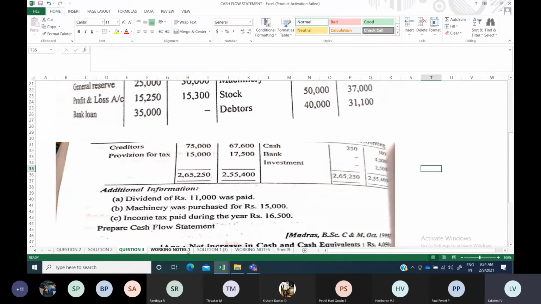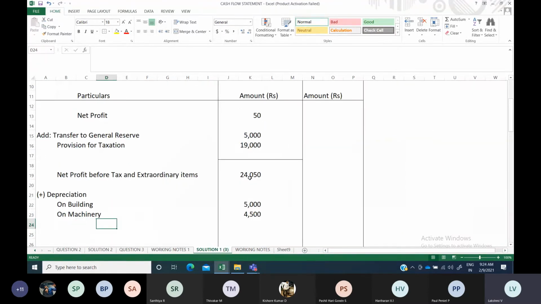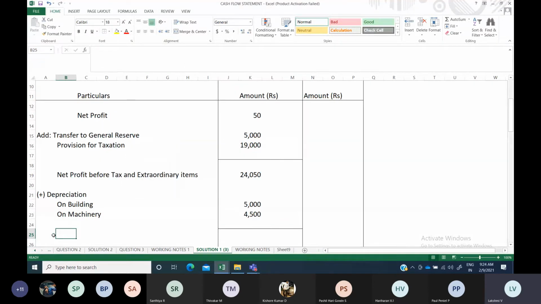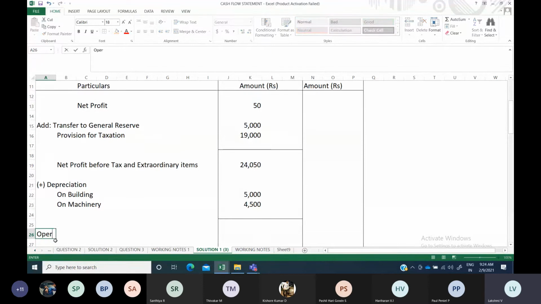So now what you do, you just find out the answer. 24,050 plus 5,000 plus 4,500, how much you are getting, you just find out. That amount is known as operating profit before working capital changes. So just find out how much you are getting. 24,050 plus 5,000 plus 4,500. So the total amount.